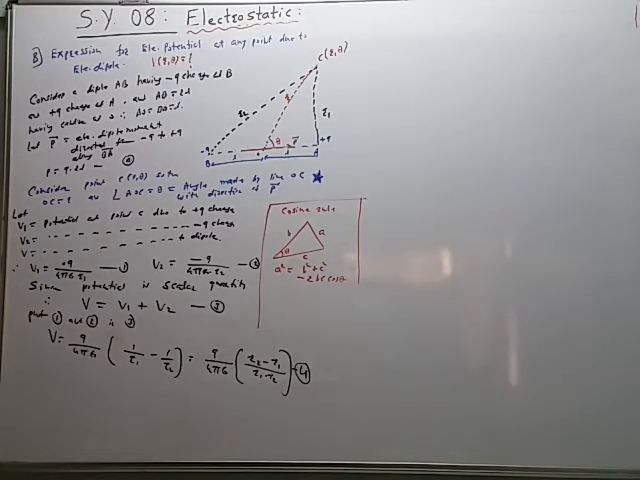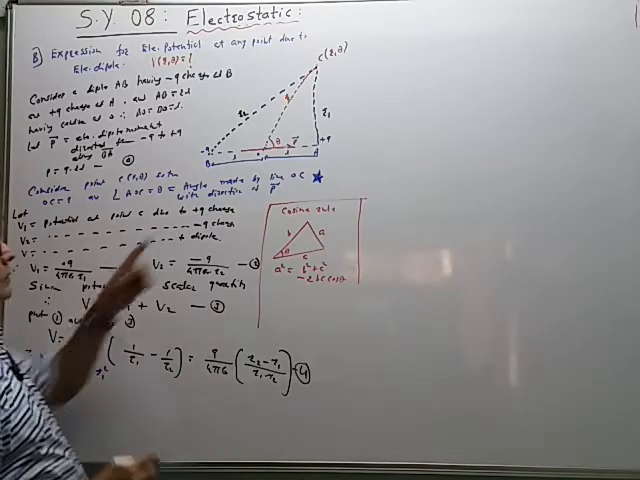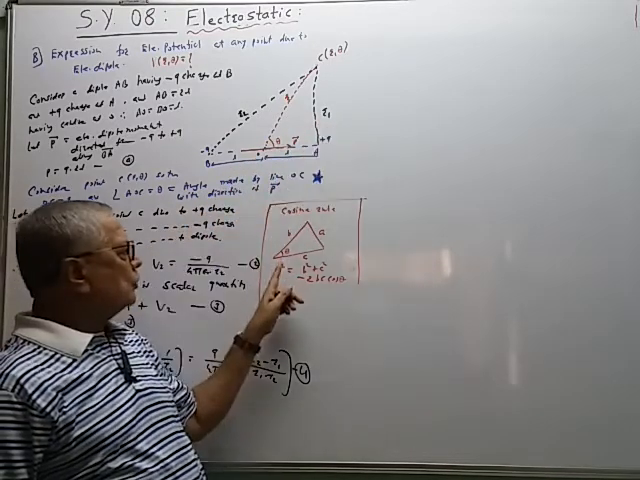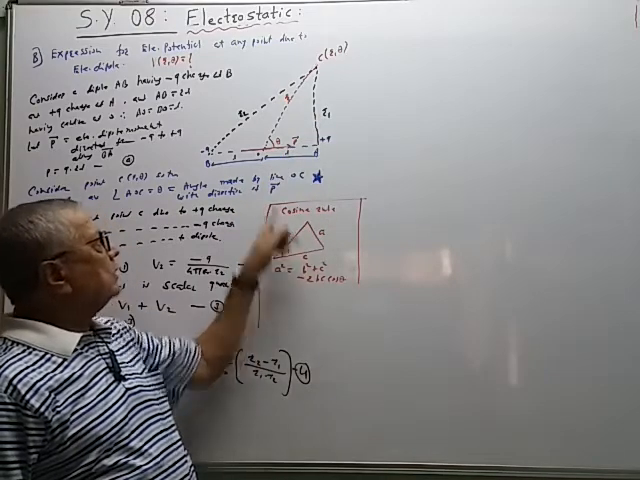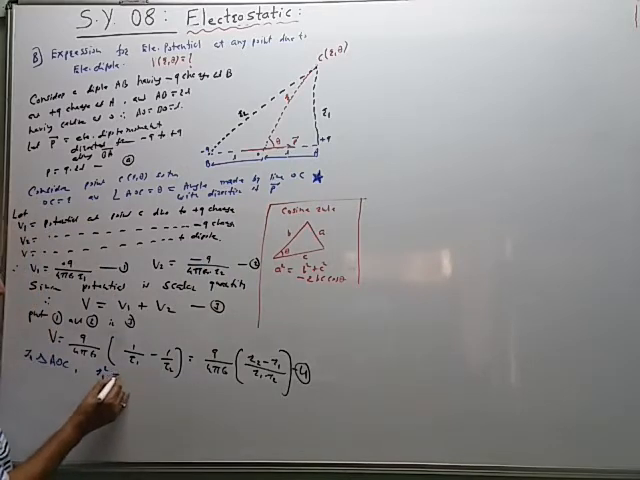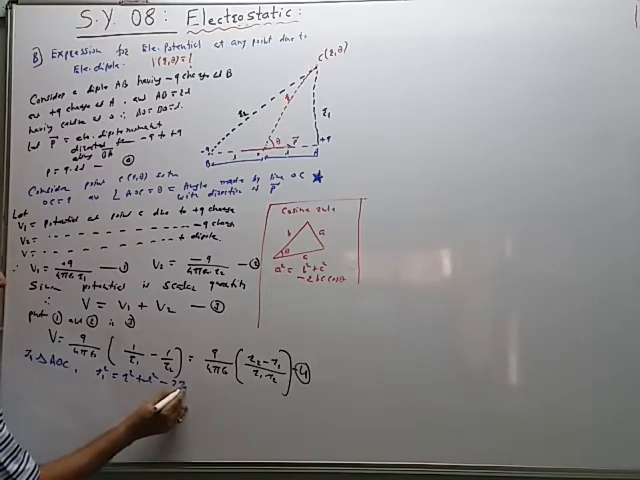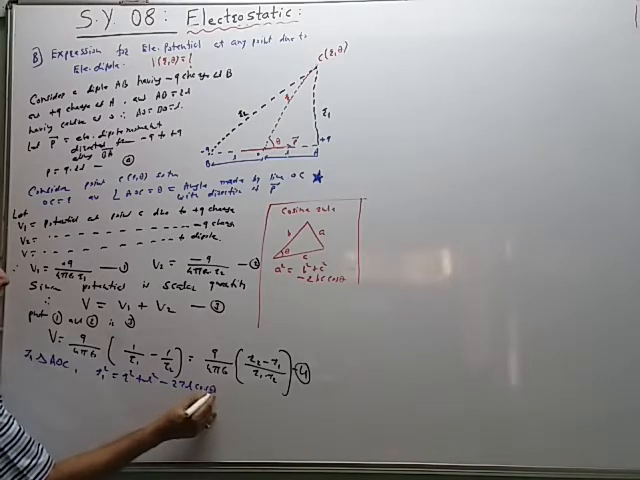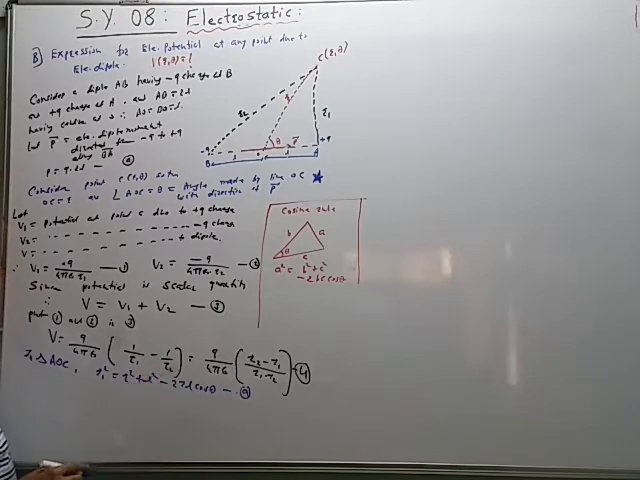In triangle AOC, R1 square, the side opposite to theta. So A is R1, B is R, C is L, and this is theta. So R1 square is equal to R square plus L square minus twice RL cos of theta. This is equation A.